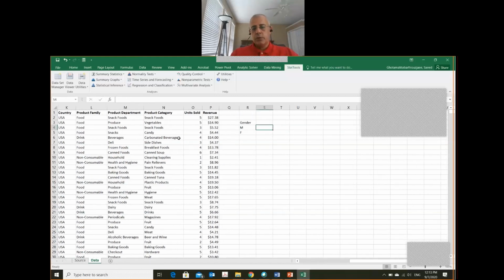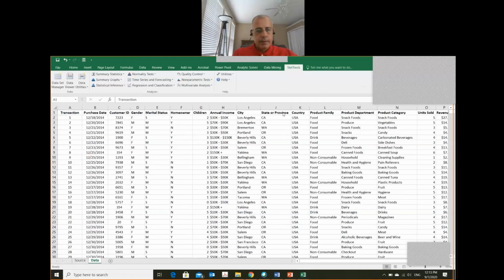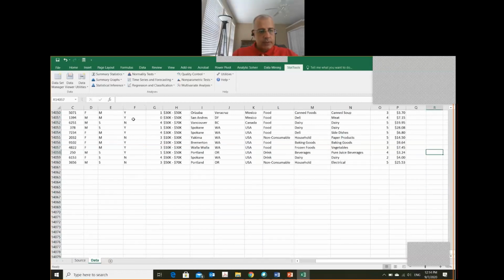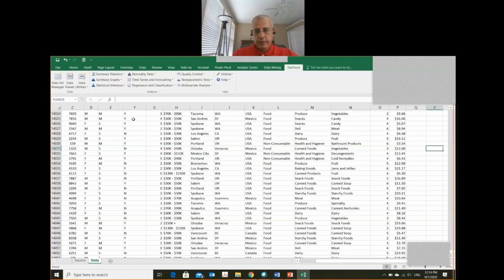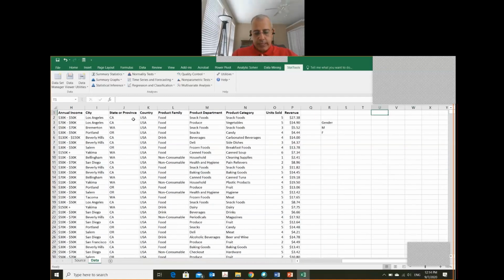Okay. So we can use the functions in Excel. Let me go back. In column D, we have to count the number of male and female from row 2 through row 14060. Okay. With Control End and Control Home, you can go to the start and end of the file. Control Home and Control End.